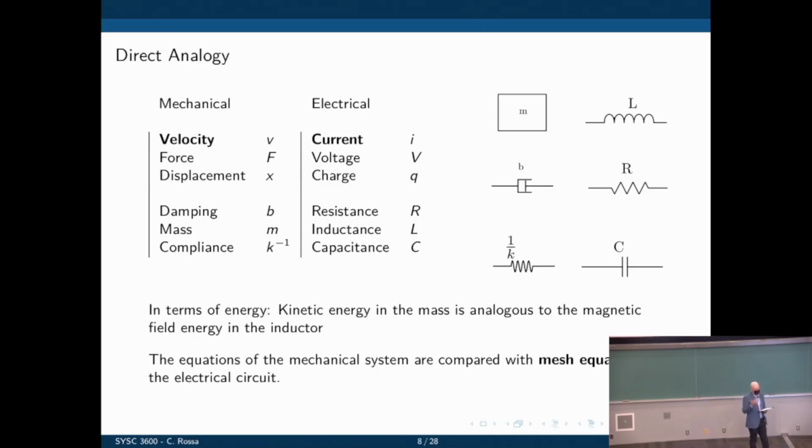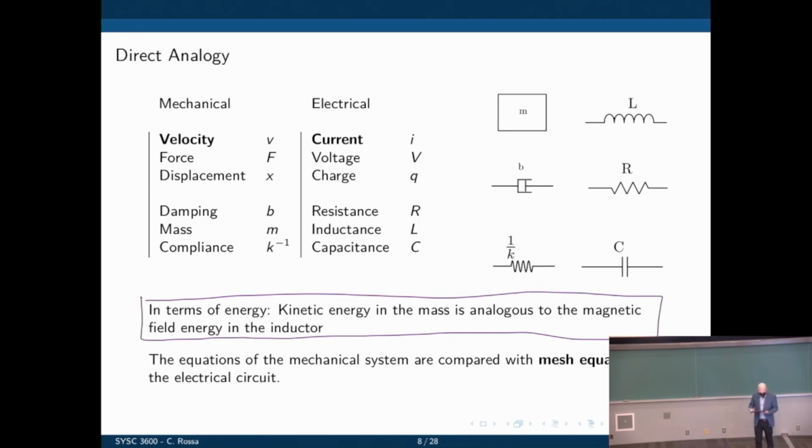Again, inductance stores energy in the form of an electrical field. So does the mass, but in the form of kinetic energy. Resistance and dampers dissipate energy. Capacitor and the stiffness of the spring is a measure of how compliant the system is. All right, so our entire analogy here is based on this assumption. The kinetic energy in the mass is analogous to magnetic field energy in the inductor, and everything else is derived based on that assumption. Now, how do we convert one equation into another, or one system into another?